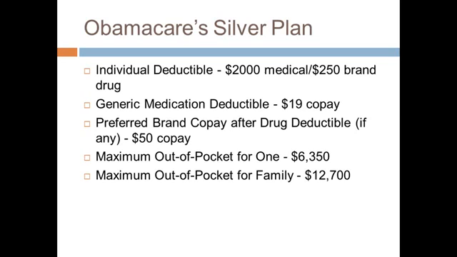Silver plan, next one down, $2,000. Let's say this plan is $400 a month. It's going to vary anywhere from $300 to $700 depending on how many people are in the family and all that. But let's say you have a $2,000 deductible. You just take that and divide it by 12. That comes to $166. You can add that to your monthly premium because you have to pay that before anything else kicks in. Now, on this one, they have a $250 brand name drug deductible, which means if you're getting a brand name drug, you have to pay the first $250, and then you get a $50 copay.